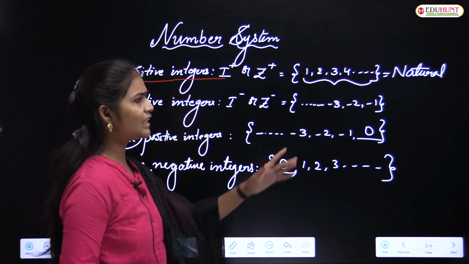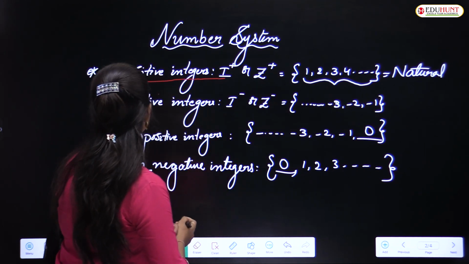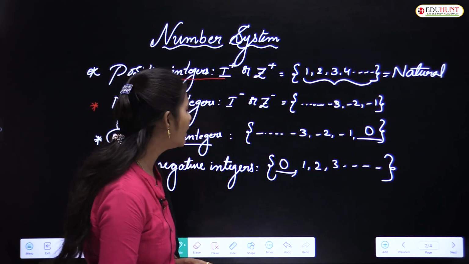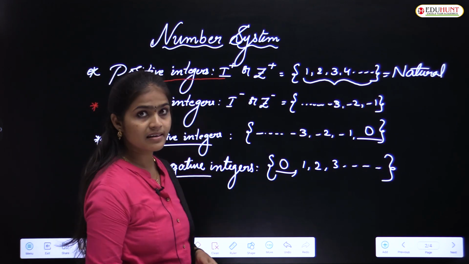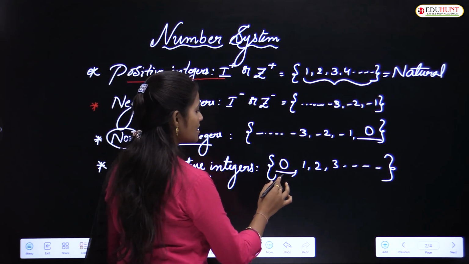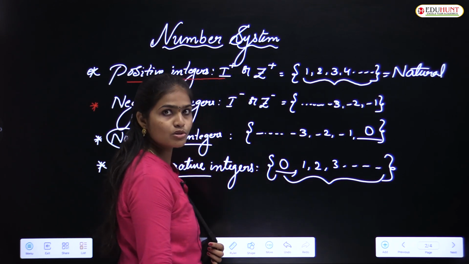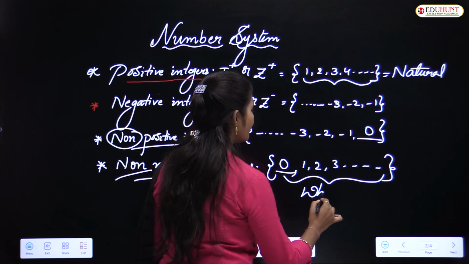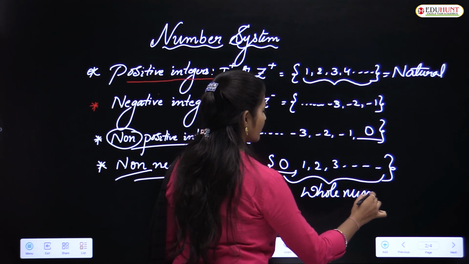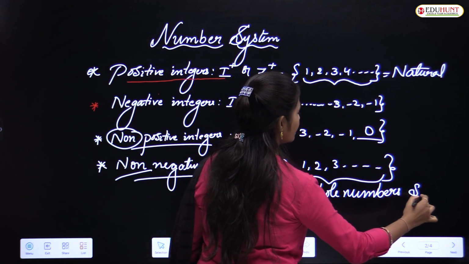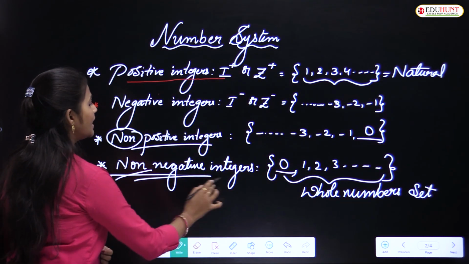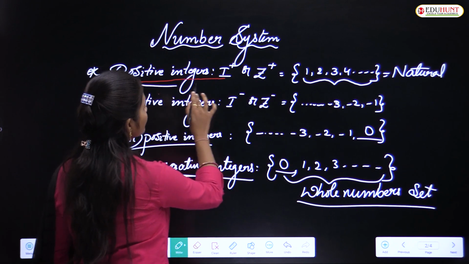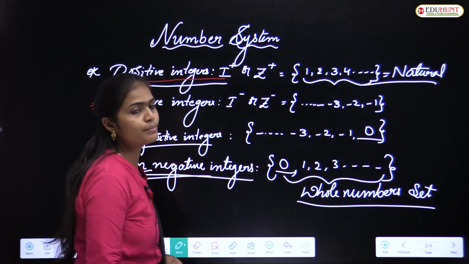Next, negative integers. There is no special name for that. Next, non-positive integers, -3, -2, -1. This also does not have any name. Next, non-negative integers. Once you observe this set, 0, 1, 2, 3, 4 and so on, this type of set you may have seen somewhere, right? What is that? That is the whole number set. So the non-negative integer set is also known as the whole number set, and the positive integer set is also known as the natural number set.